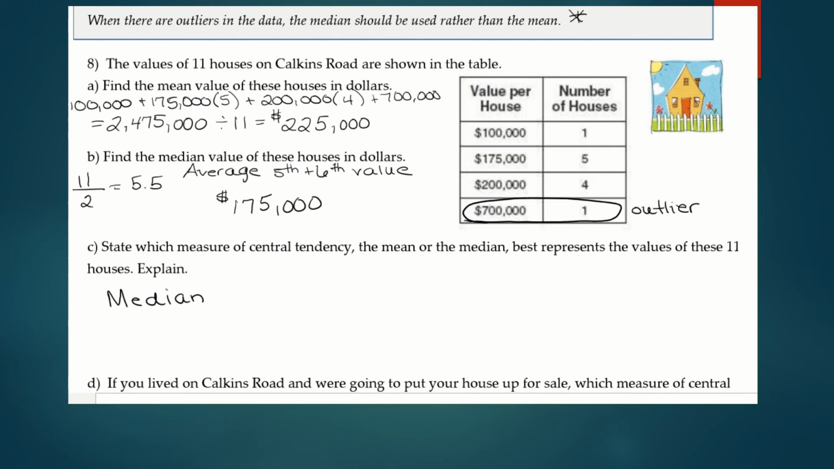And the reason for this is because, so median, and we'll say because the outlier, which is 700,000, does not affect the value.